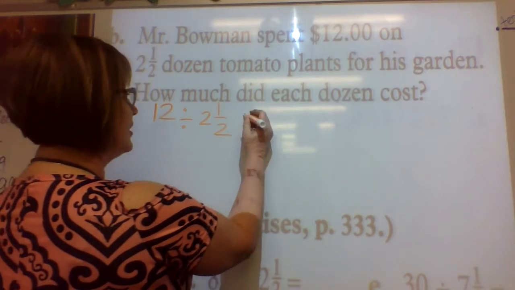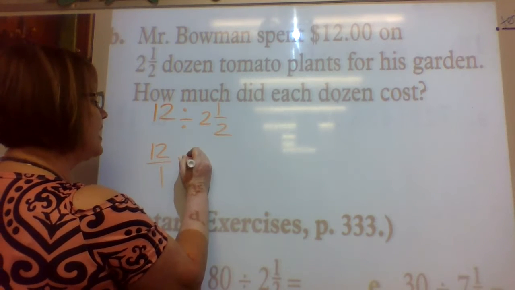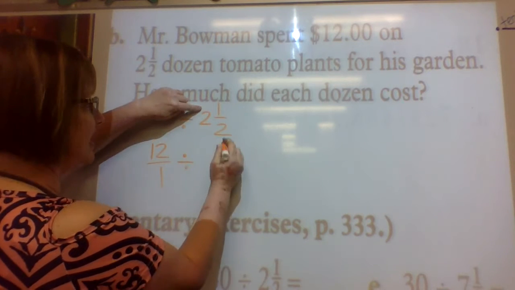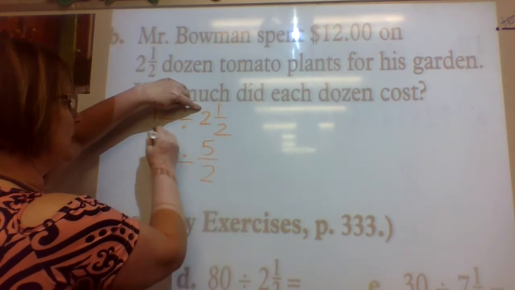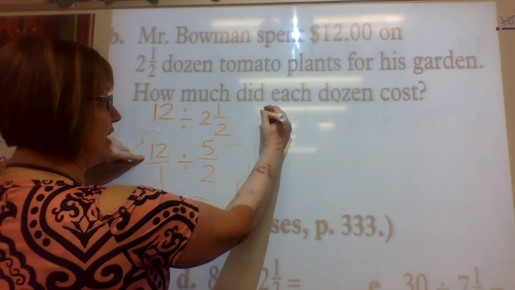Okay, so that would equal 12 over 1 times, let's stick with divided first before we invert it. Divided by 2 times 2 is 4 plus 1 is 5. So this is technically your problem, we're thinking. And now we need to invert this one.